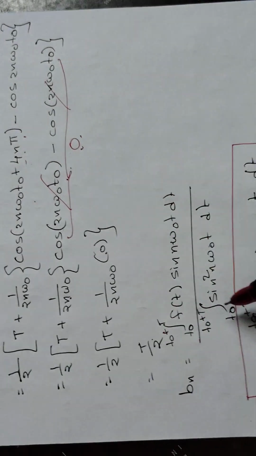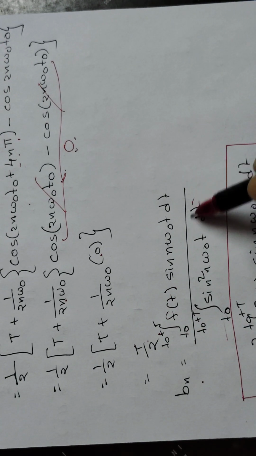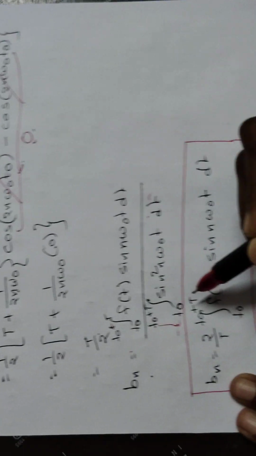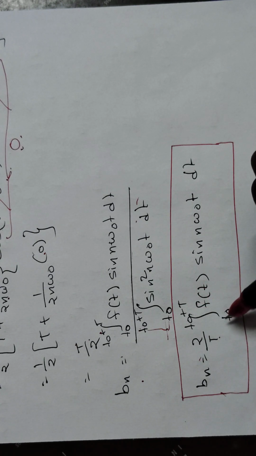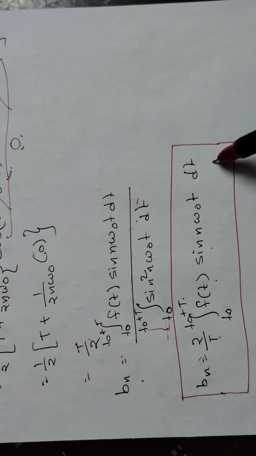So what is the bn value? The bn value is equal to this equation. What is the denominator part? We are getting t by 2. That is nothing but bn is equal to 2 by t integration with limits t naught to t naught plus t f of t sine n omega naught t into dt.